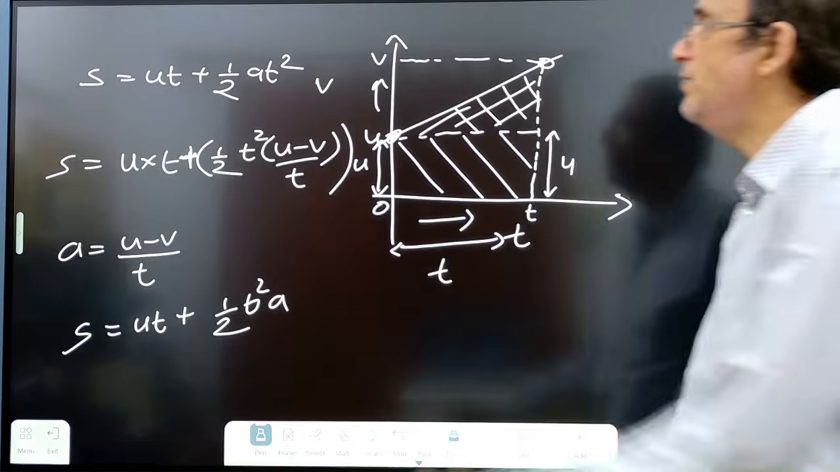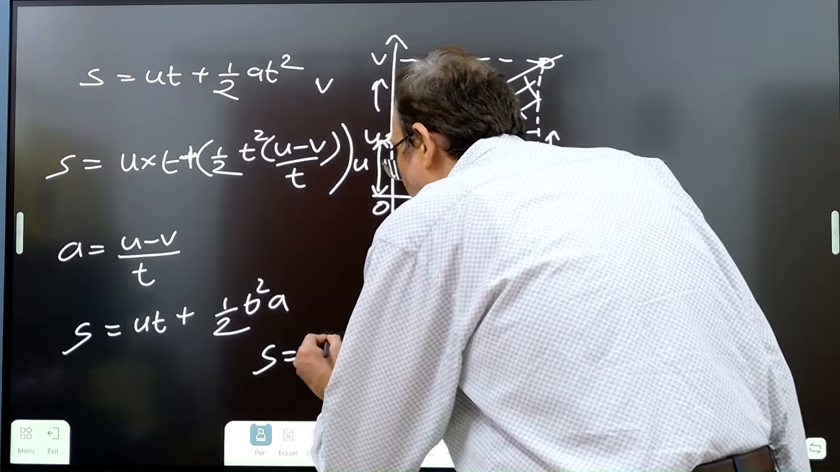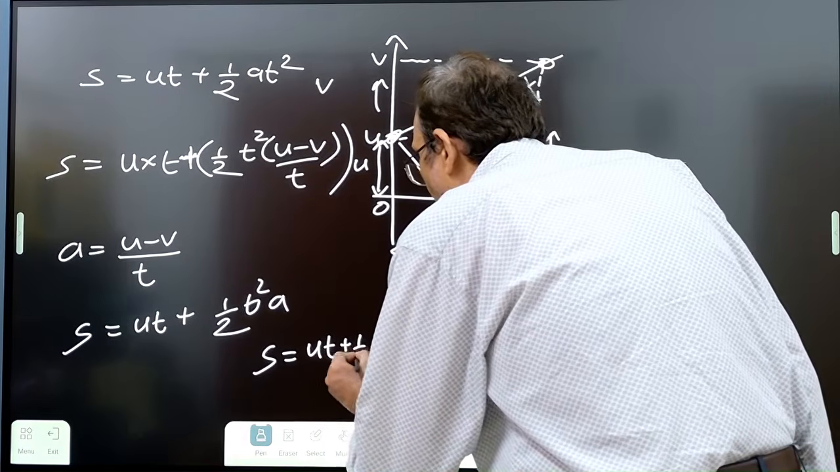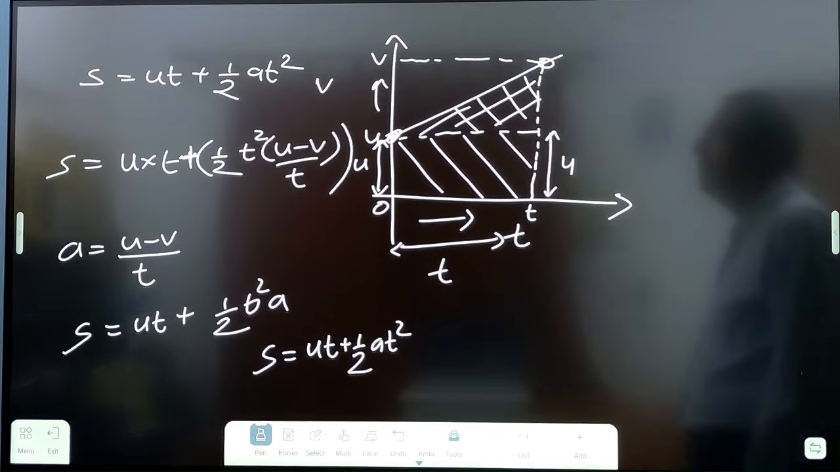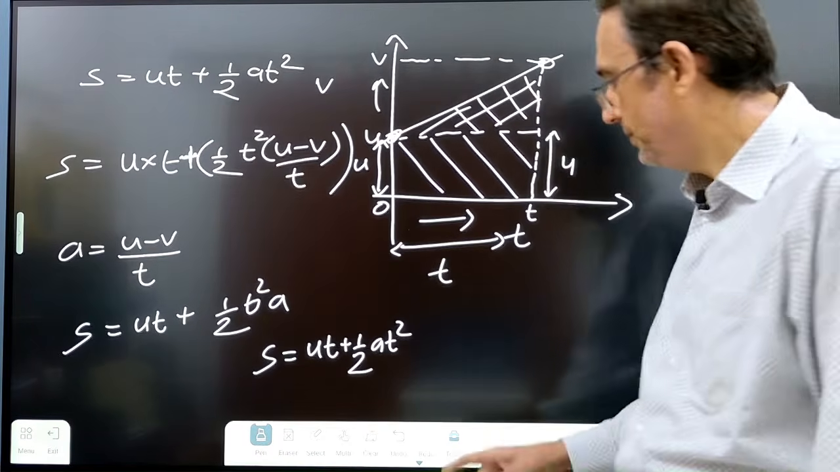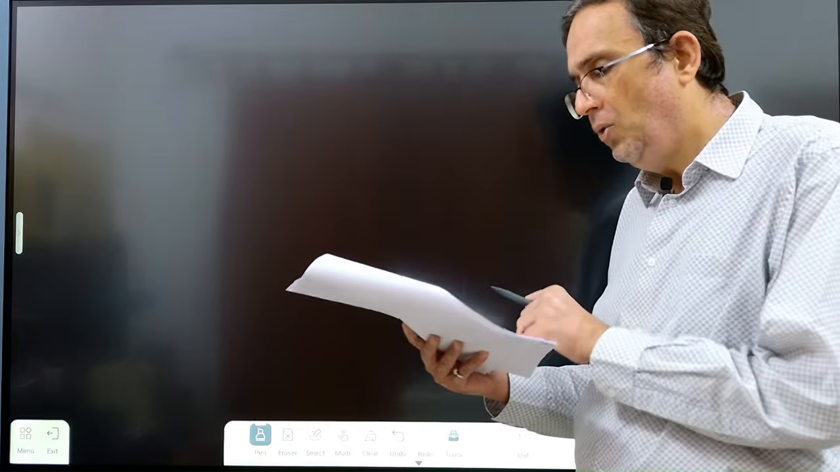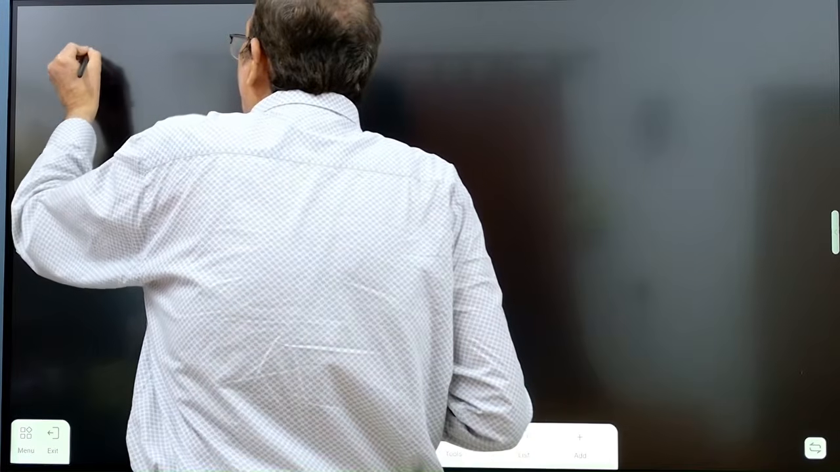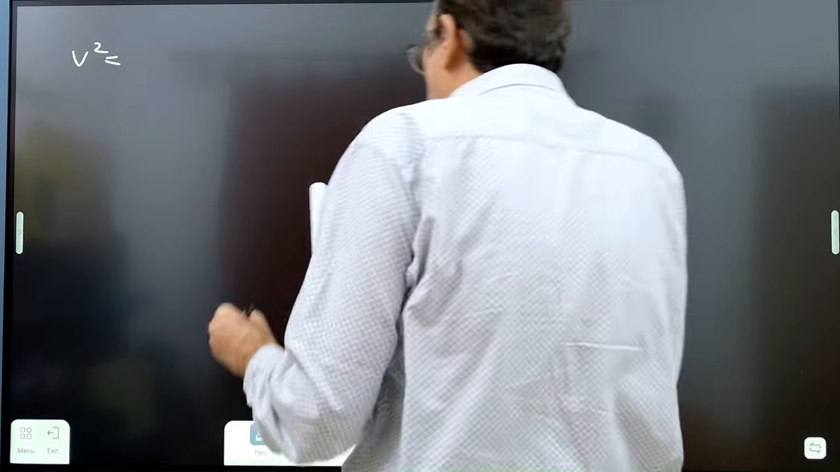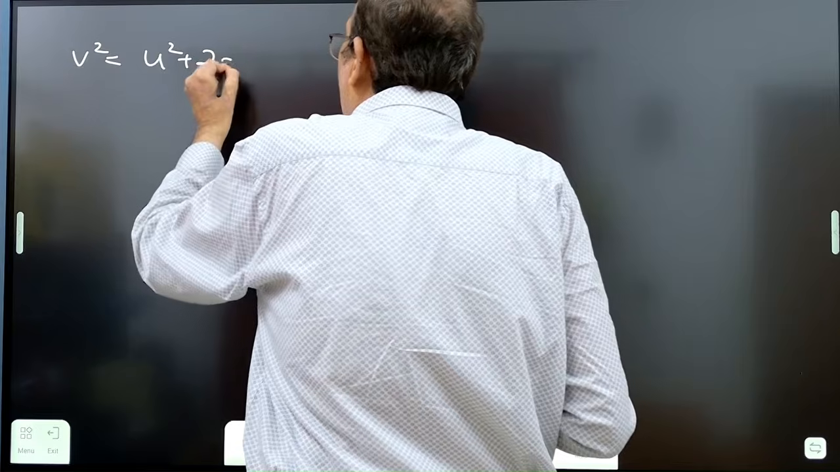So finally you get this formula that s is equal to ut plus half a t square. Okay, so this is how you get the second formula. Now let us go on to the next formula, that is v square is equal to u square plus 2as.